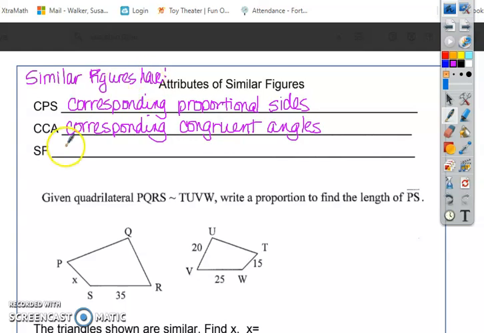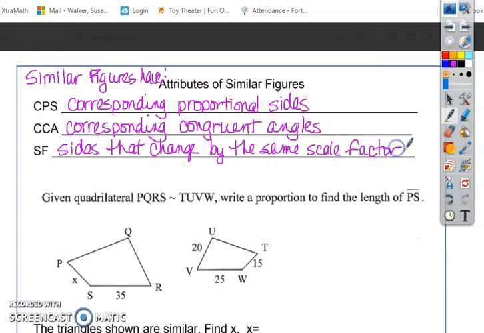Similar figures have sides that change by the same scale factor. Sides that change by the same scale factor. All that means is, for instance, we have something called the special right triangle. Draw that in. 3, 4, 5. It's a special right triangle. All that the scale factor is.